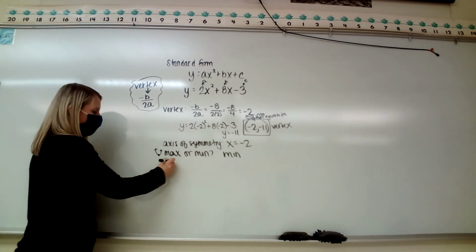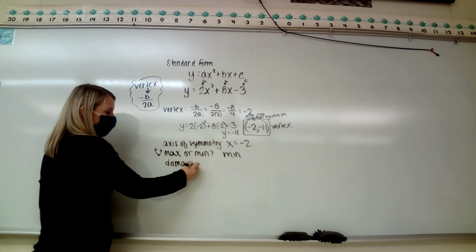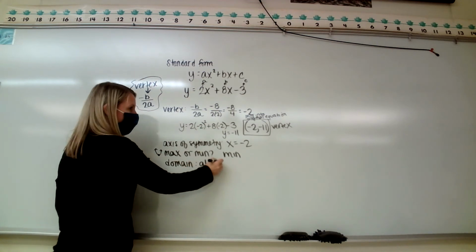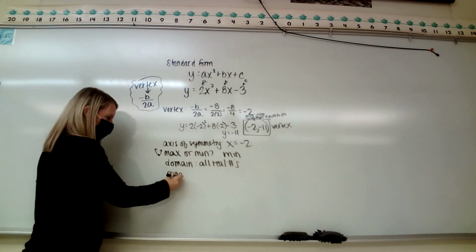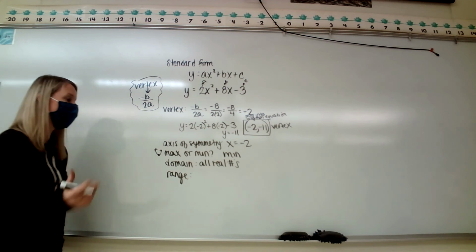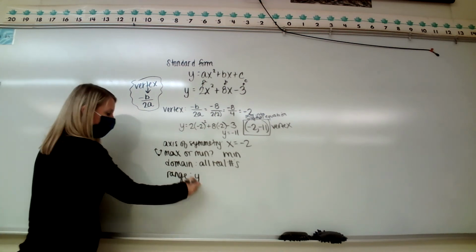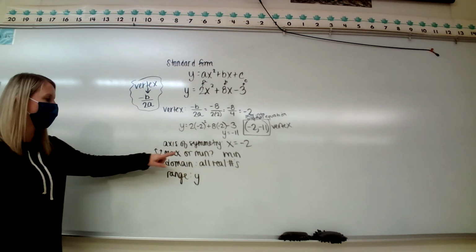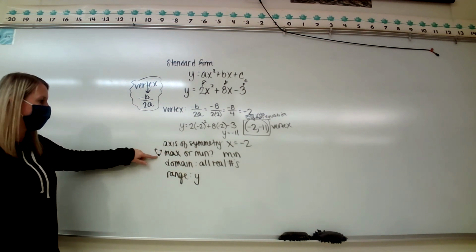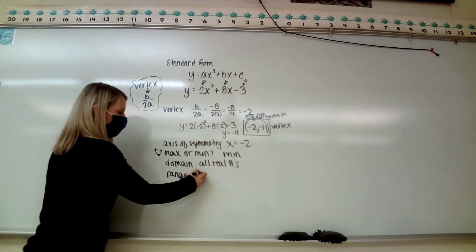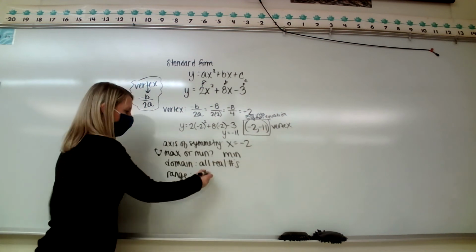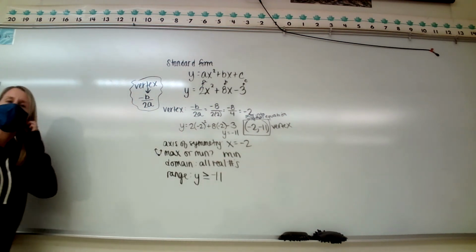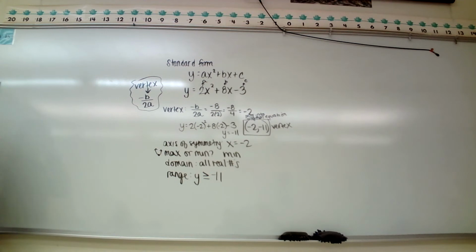We asked about domain yesterday. There's no restrictions here, so it's just all real numbers. We asked about range. Range we can do without the graph. It's always y. Since our vertex is a minimum, everything is above it. So we're going to say y is greater than or equal to, and then it's just the y from your vertex. That's a nice thing. You don't want to have to actually graph to find a lot of these, so a lot of them you can just use with reasoning.